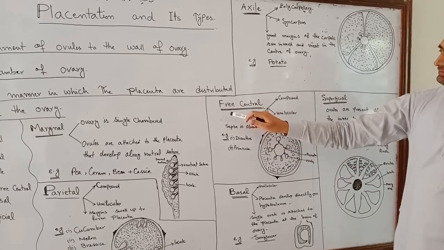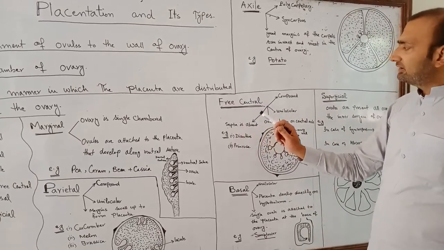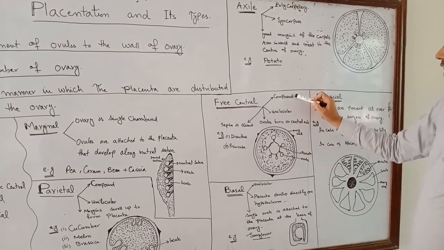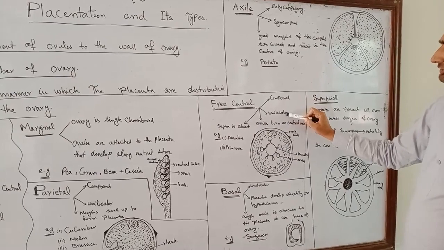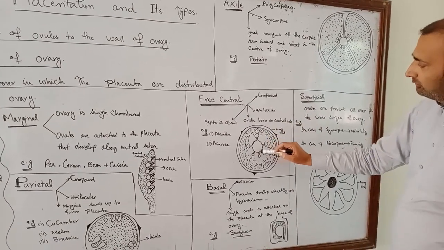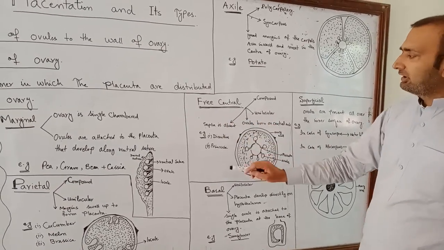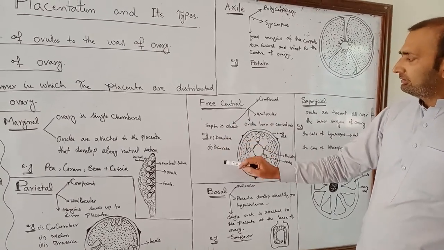Whereas the next is the free central placentation. In case of free central placentation, the ovary is compound and unilocular, and ovules are borne on the central axis. Septa is absent. Example: dianthus, primrose.